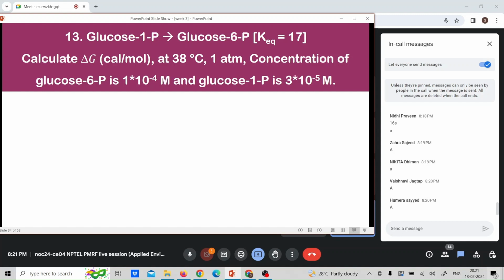I'll give you some time to work out this problem. I guess you all know how to get started with this problem, right? Is there anyone who doesn't know how to get started? Okay, I assume all of you are working out this problem. I'll give you some time to solve this and tell me the answer.